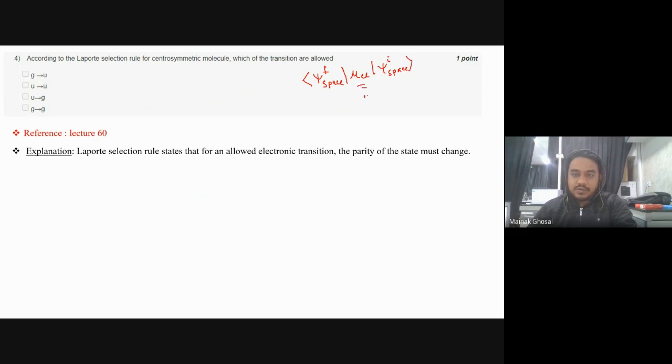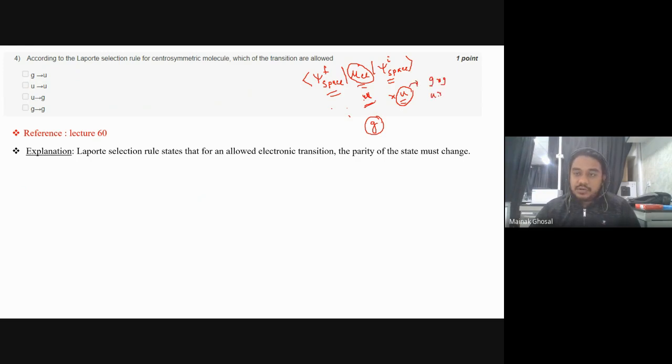And you know mu has U parity. Okay. So for electron transition to happen, the product of psi of the final and psi of the initial needs to have U parity, so that the total product will be G parity. To make the integral non-zero, the total one needs to be G parity. So from U parity, how can you get G parity? If there is some multiplication with U.